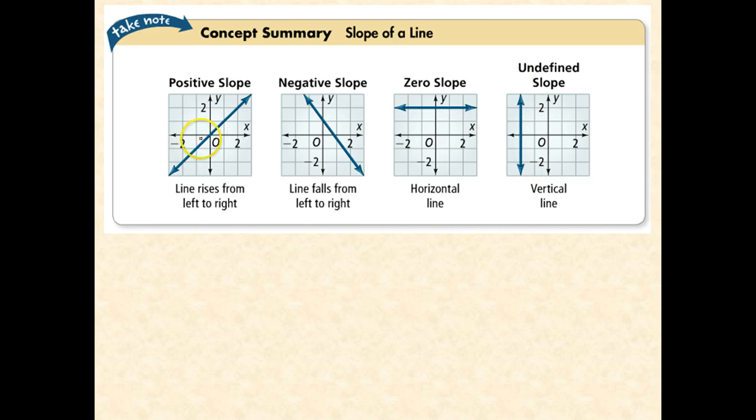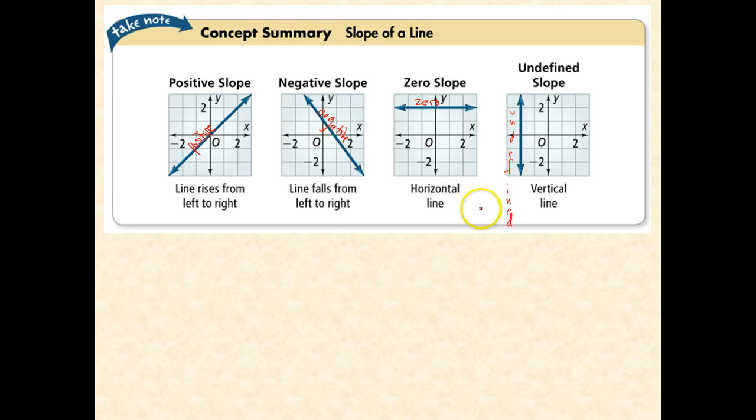I imagine I'm going to try to write a word on the line. If the word's going uphill, that's a positive slope. If the word is going downhill, that's a negative slope. If the word's going neither uphill nor downhill, that's a zero slope. And if the word would just fall right off, there's not a line you can really write it on, that's undefined.